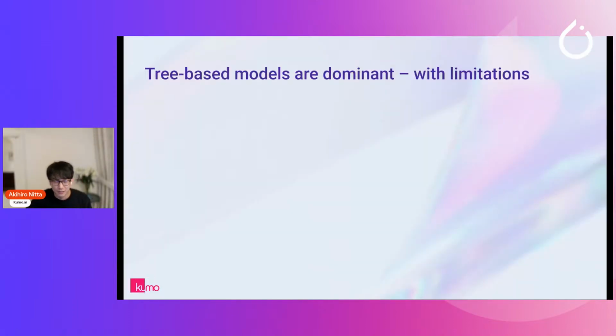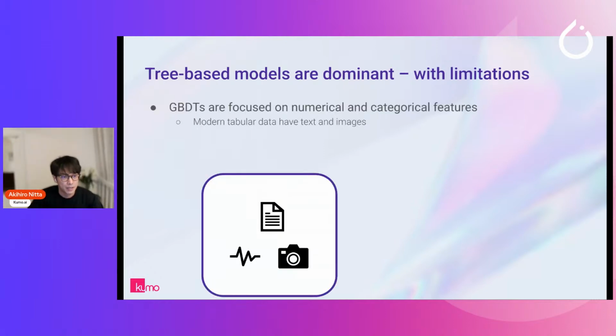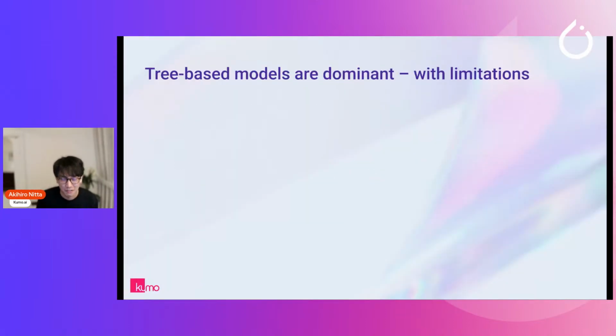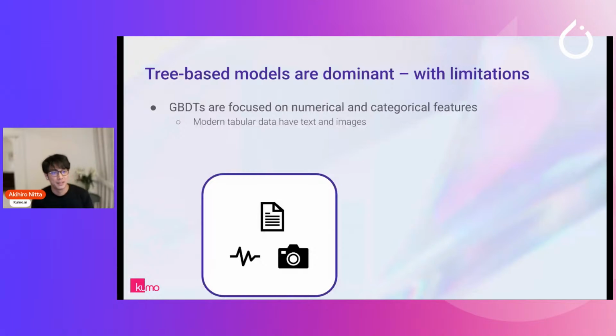First of all, in the tabular domain, basically tree-based models are dominant, but they come with limitations. For example, they're focused on numerical and categorical features, whereas modern tabular data have more.